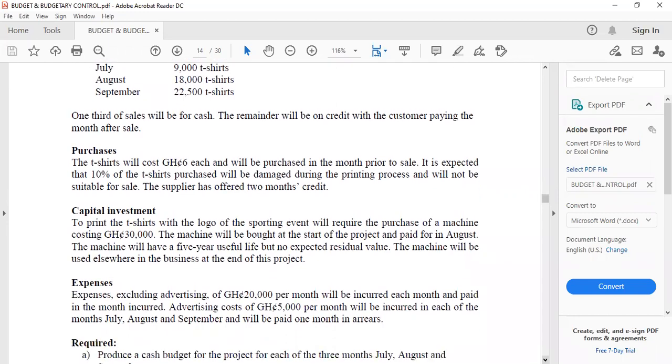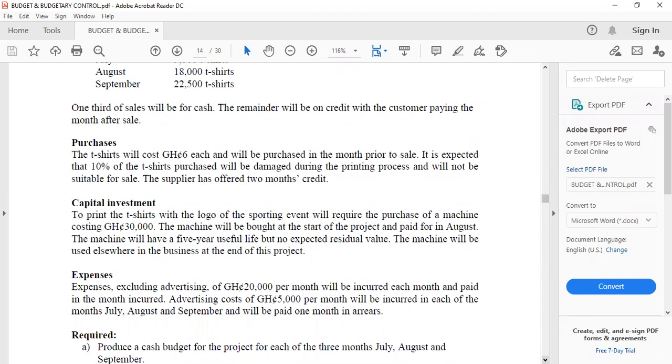Expenses. Expenses excluding advertising of 20,000 cedis per month will be incurred each month and paid in the month incurred. Advertising costs 5,000 per month will be incurred in each of the months July, August, and September, and will be paid 1 month in arrears. Okay. So July's will be paid in which month? August. August's will be paid in which month? September. September in which month? In October. Okay, let's move on.